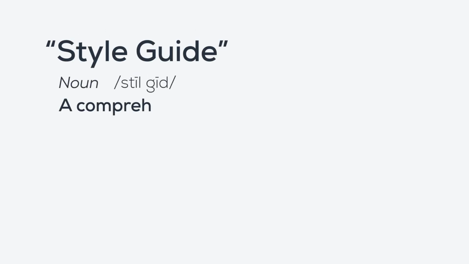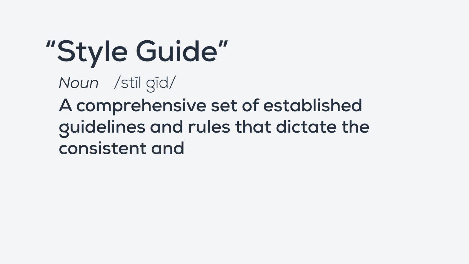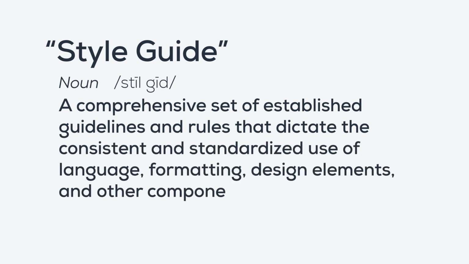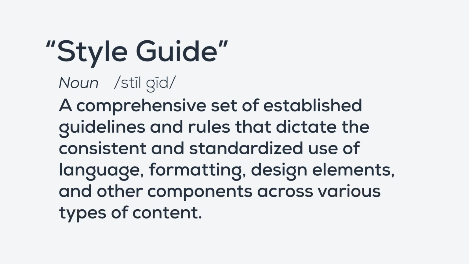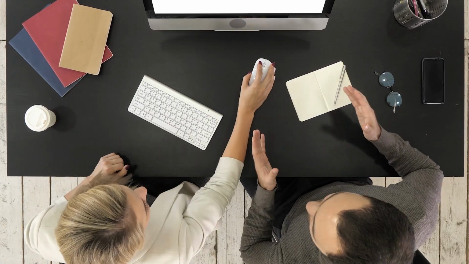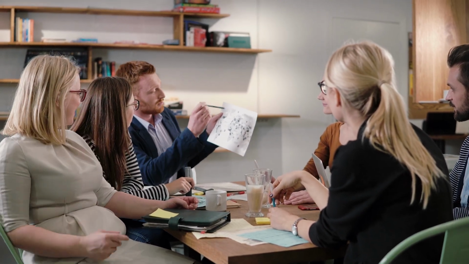A style guide is a comprehensive set of established guidelines and rules that dictate the consistent and standardized use of language, formatting, design elements, and other components across various types of content. Style guides are commonly used to ensure that materials produced by a team or organization maintain a consistent and professional appearance. Style guides are especially valuable in collaborative environments and where multiple authors or contributors are involved in creating content.